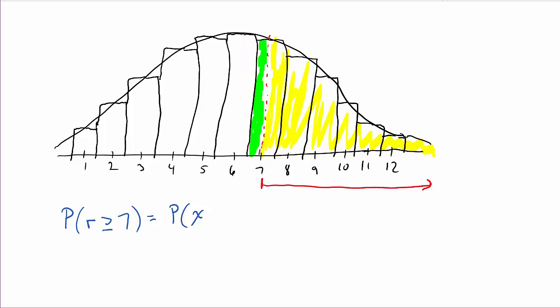So to get r greater than or equal to 7, when we change it to the continuous random variable, we have to back up to here. We back up 0.5 to take in this entire rectangle. So this would be equal to the probability that x is greater than or equal to 6.5.